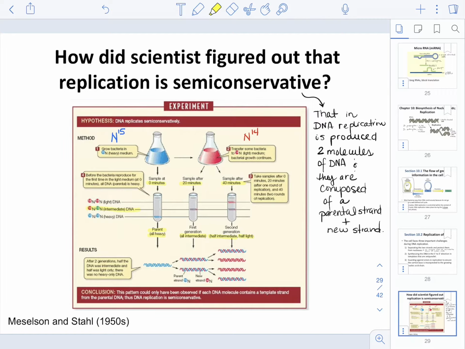So they concluded from these observations that the pattern observed in the double-stranded DNA that they isolated has to come from the semiconservative trend, meaning that there is a parental strand and a new strand. So these that I highlighted in yellow are what are resulting from DNA replication.